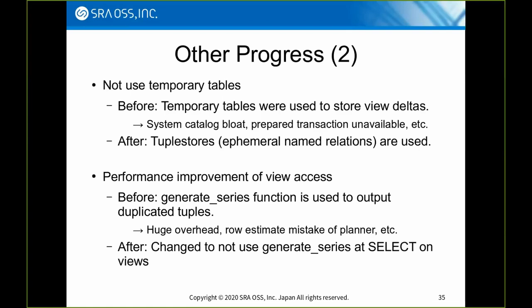Finally, we have improved view access performance. Previously, the generate_series function was used to output duplicated tuples, and so its overhead was so high. But now we don't use the generate_series function at select on views.